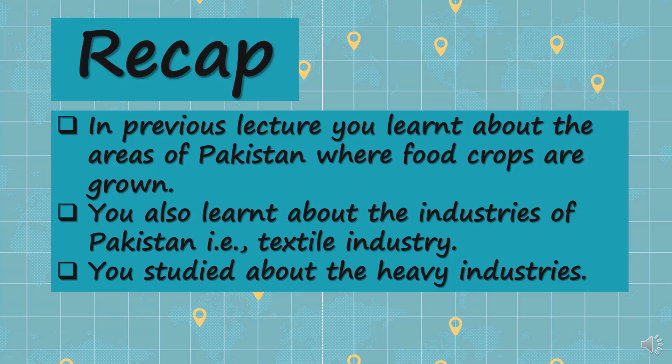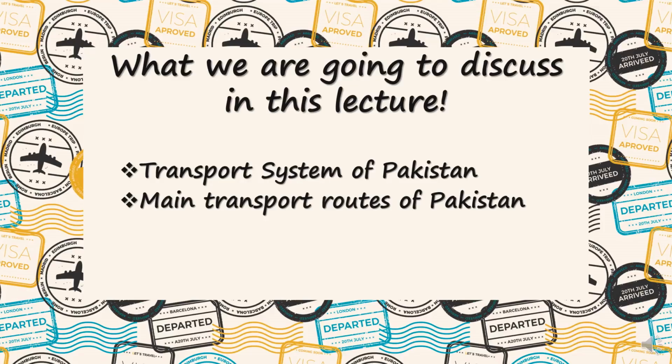In our previous lecture, we learnt about the areas of Pakistan where main food crops are grown, and we learnt about the industries of Pakistan, mainly the textile industry, and we studied the heavy industries. In today's lecture, we will be discussing the transport system of Pakistan and the main transport routes of Pakistan.